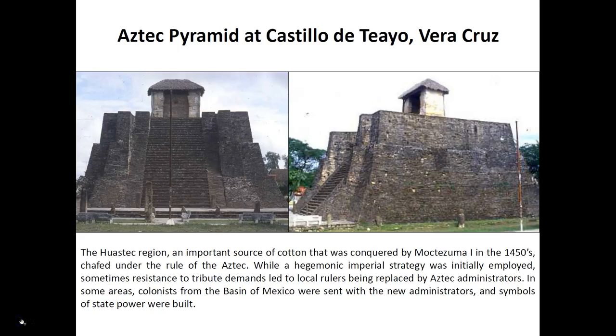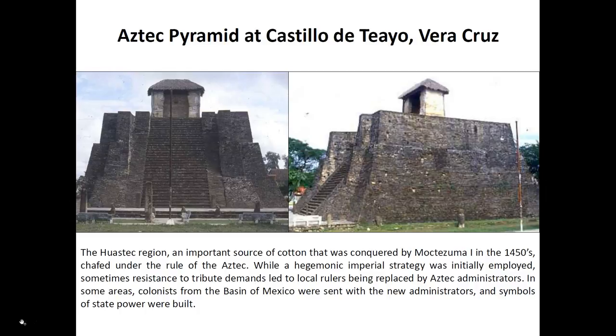The Huastec region, where the Aztlan province is located, was an important source of cotton that was conquered by Moctezuma I in the 1450s. This area, however, chafed under the rule of the Aztec and constantly tried to throw off the Aztec yoke that subordinated them. And while a hegemonic imperial strategy was initially employed, the resistance to tribute demands led to local rulers being replaced by Aztec administrators. In some areas, colonists from the Basin of Mexico were sent with these new administrators in order to dilute the local population and provide a population that was known to be more loyal to the emperor.